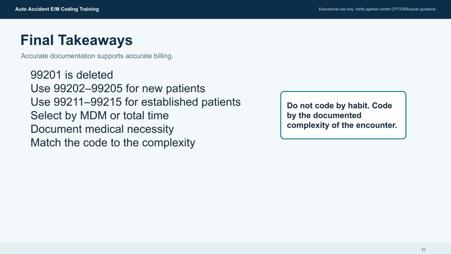To summarize, 99201 is no longer billable. New patient visits use 99202 through 99205. Established patient visits use 99211 through 99215. Select the level using medical decision-making or total provider time. For MDM, remember the three elements: problems, data, and risk. Most importantly, the code should match the complexity of the encounter and the documentation in the chart. Accurate documentation supports accurate billing.